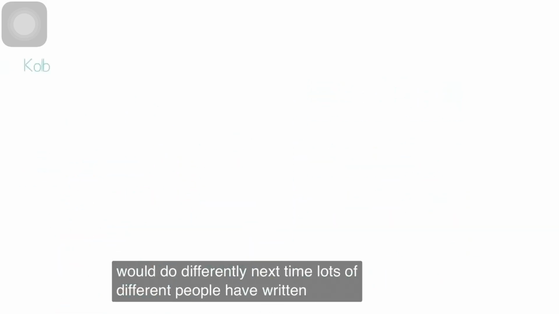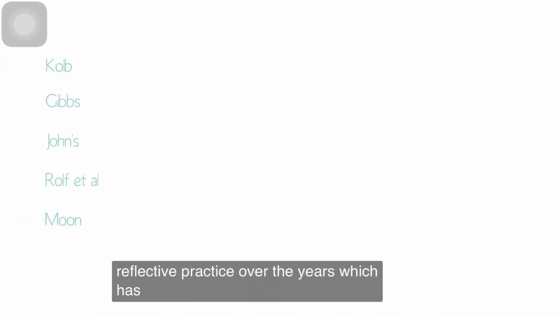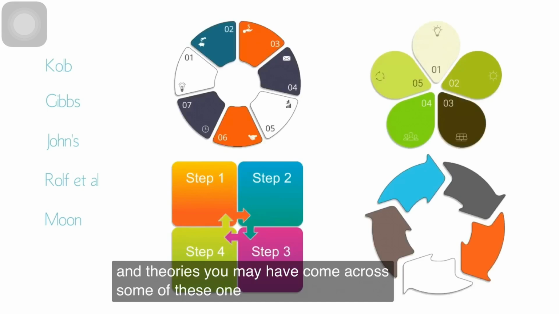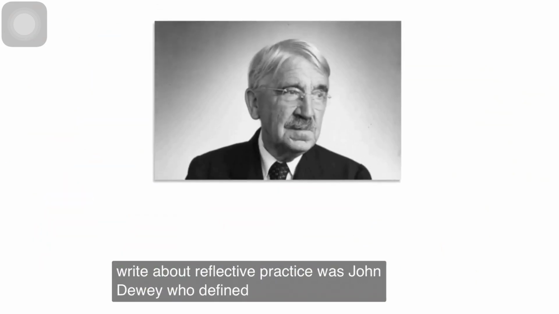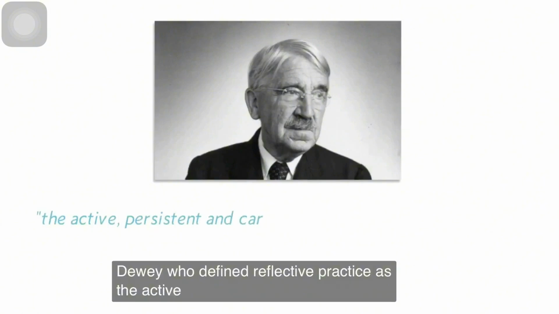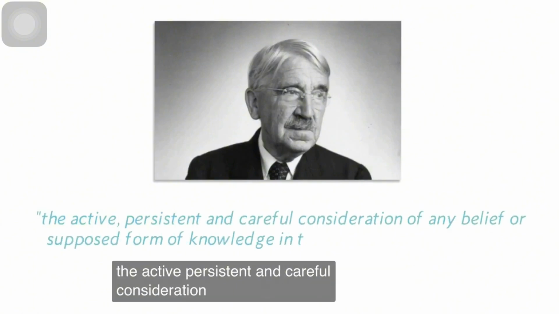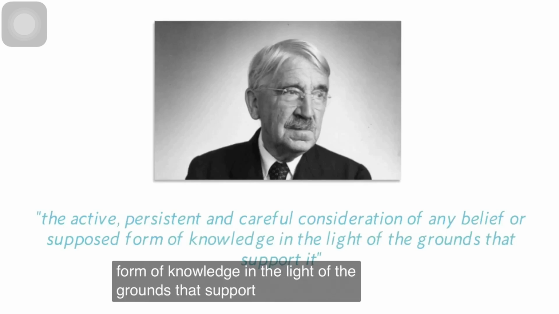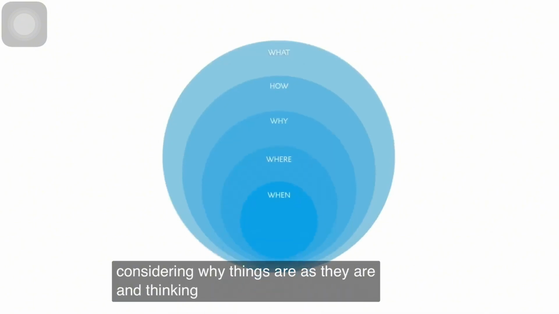Lots of different people have written about reflective practice over the years, which has led to a variety of different models and theories. You may have come across some of these. One of the first people to write about reflective practice was John Dewey, who defined reflective practice as the active, persistent and careful consideration of any belief or supposed form of knowledge in the light of the grounds that support it.